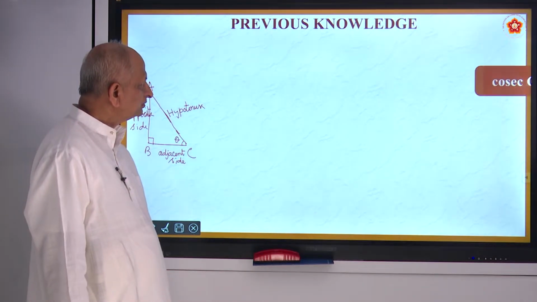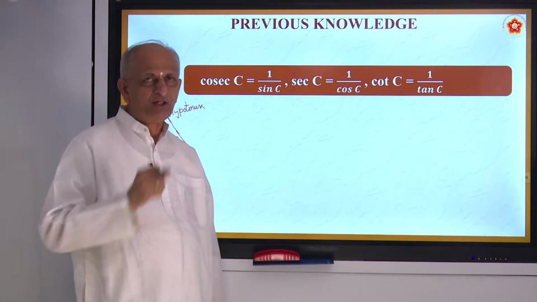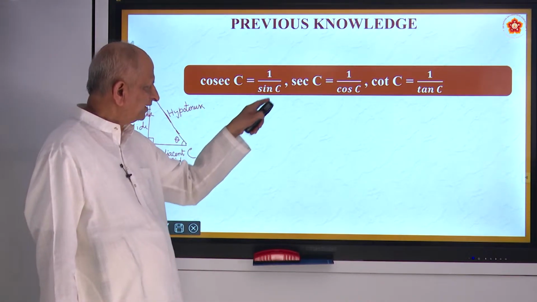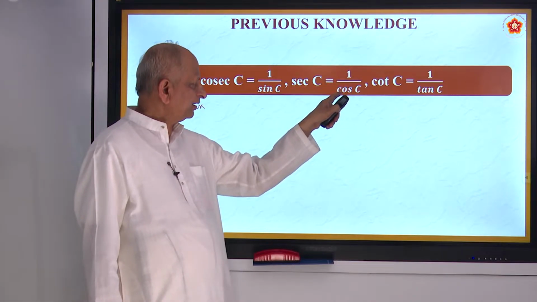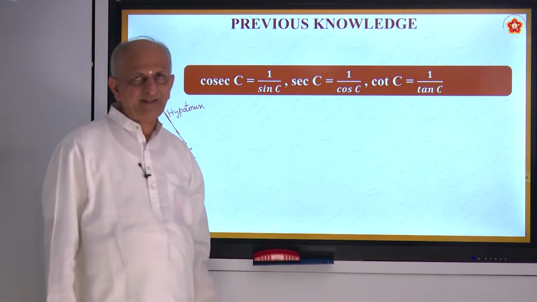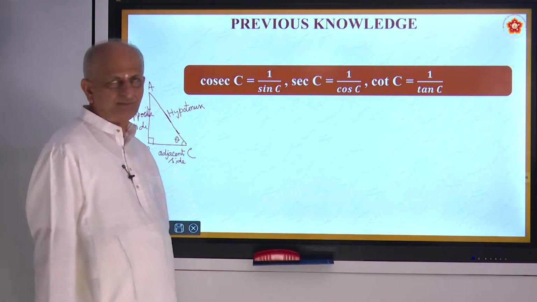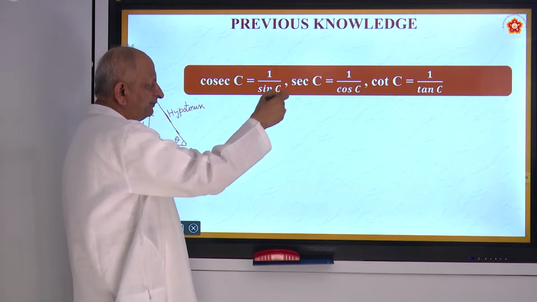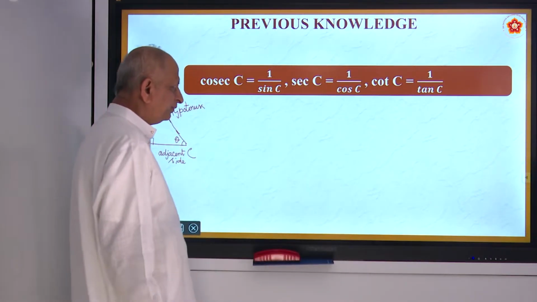And also you have seen the reciprocal ratios. Cosec of angle C is 1 by sine of angle C. Secant of angle C is 1 by cos C. Cot C is equal to 1 by tan C. And vice versa. Means sin C becomes 1 by cosec C, cos C becomes 1 by sec C, and tan C becomes 1 by cot C.